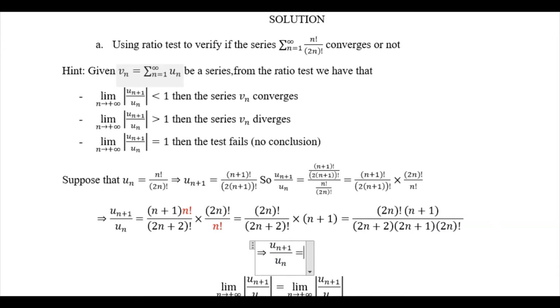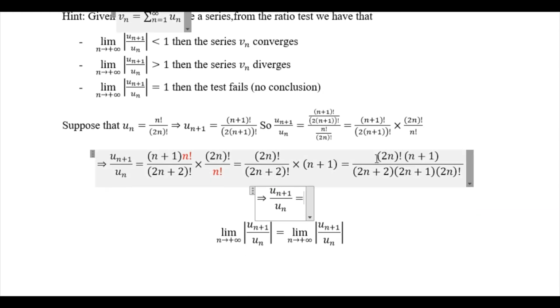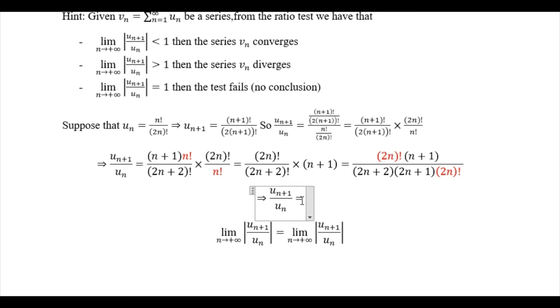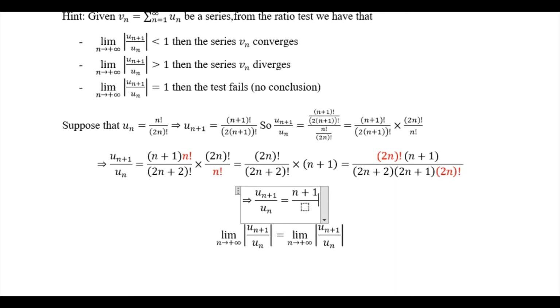So u of n plus 1 divided by u of n will be equal to, so we see this in red, that is 2n all factorial, is going to cancel with this 2n all factorial. So the 2n factorials are going to cancel. Now when they cancel, we are going to be left with n plus 1 divided by 2n plus 1 times 2n plus 2. Yeah, that's what we get.